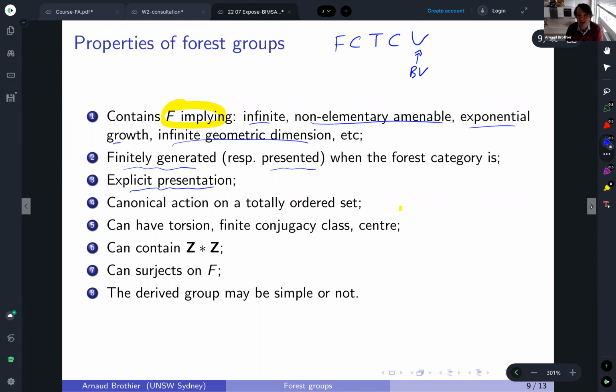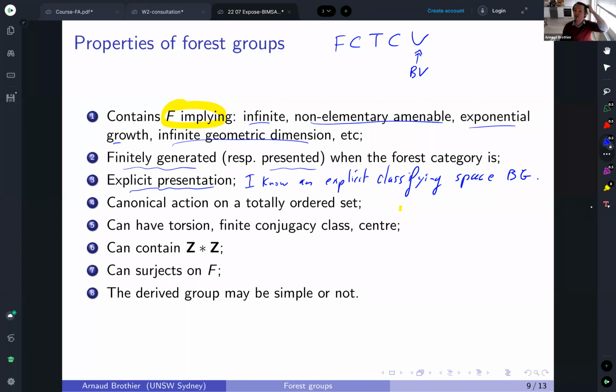Moreover, I can give you an explicit presentation of any of these groups. How can I do that? Because I know an explicit classifying space. Maybe I call it BG. That's the classical one. So I can give you a BG that comes from a simply shell complex, actually. So it's a kind of a nice structure.